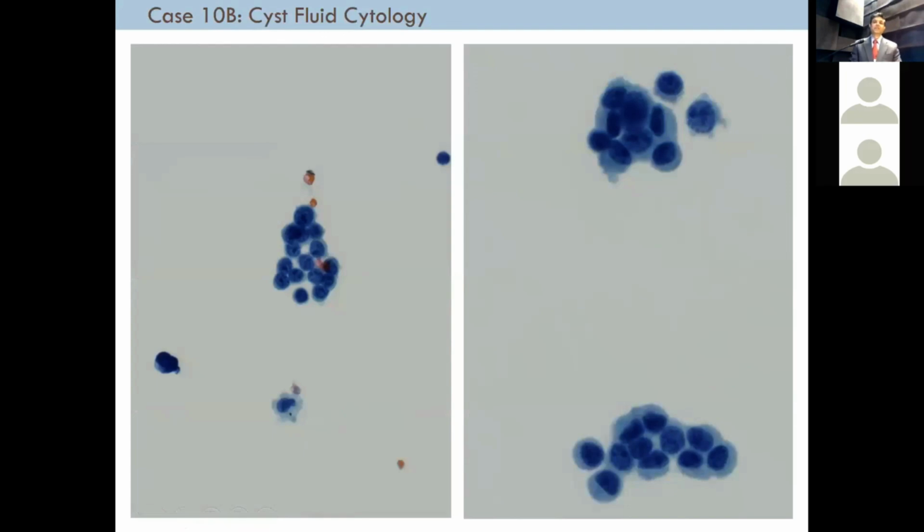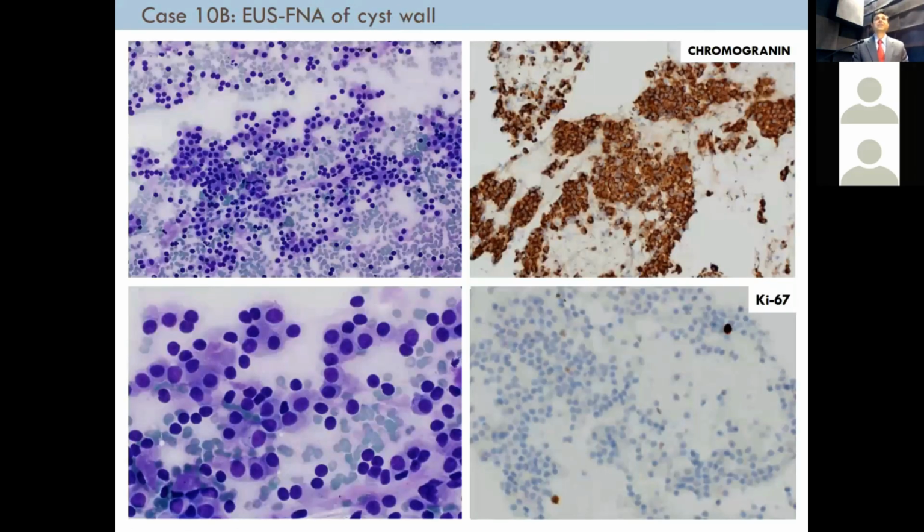The other case, however, showed cells which had much better preserved morphology, and you can actually see the neuroendocrine pattern and the chromatin. However, what made the difference in this case was the fine-needle aspiration of the cyst wall, which showed the classical morphology of a well-differentiated neuroendocrine tumor with plasmacytoid type cells, and positivity with chromogranin. It had less than 3% of the cells positive for Ki-67, which is consistent with a well-differentiated neuroendocrine tumor grade 1.